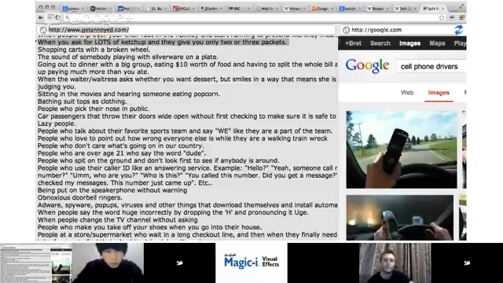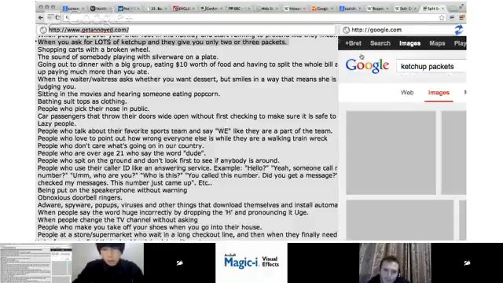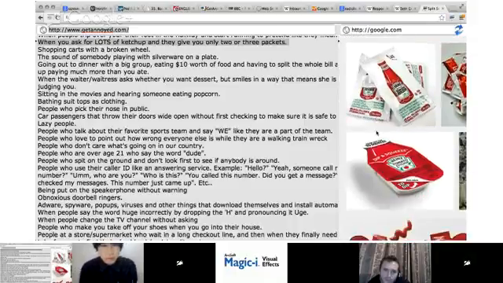Okay. When you ask for lots of ketchup and they give you only 2 or 3 pockets. Packets. So these are ketchup packets, okay? Like if you're in McDonald's or something, right? If you're in McDonald's, they might not give you enough packets.